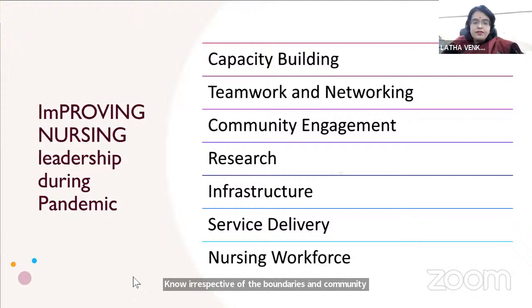And community engagement. Patients will give the best feedback. Patients will give you the best strategies because they have undergone the experience personally. So we have to engage the patients and the community to give us ideas on how we have to improve our systems. And of course, research has to be done to evolve the models and to test the models which will guide the future leadership during the pandemic.